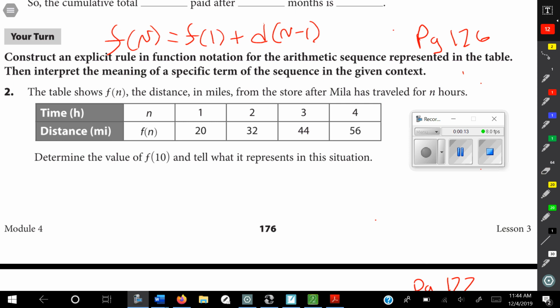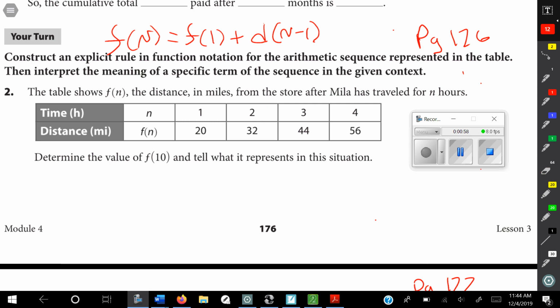So let's begin. It says construct an explicit rule in function notation for the arithmetic sequence represented in the table. Then interpret the meaning of the specific term of the sequence in the given context. So the table shows f of n, the distance it is from the store after Mila has traveled n hours. So what that means is the time, the number of hours she's traveled, is represented with n, and f of n represents the number of miles traveled from the store. Then it says determine the value of f of 10 and what it represents in this situation.